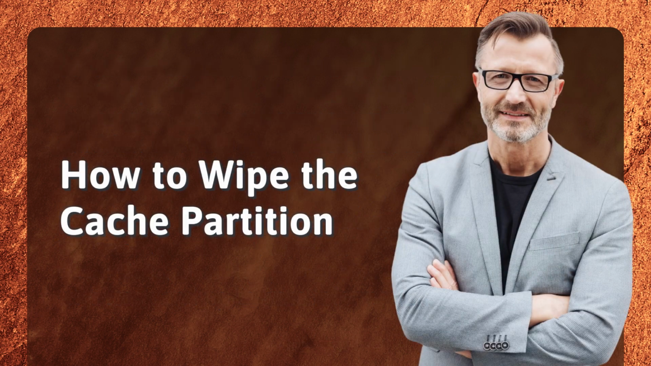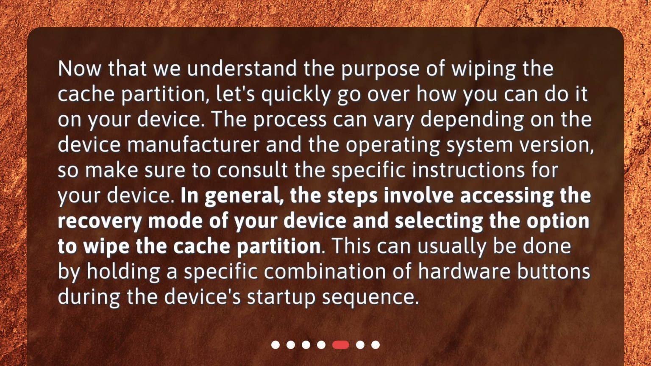How to wipe the cache partition. Now that we understand the purpose of wiping the cache partition, let's quickly go over how you can do it on your device. The process can vary depending on the device manufacturer and the operating system version, so make sure to consult the specific instructions for your device. In general, the steps involve accessing the recovery mode of your device and selecting the option to wipe the cache partition. This can usually be done by holding a specific combination of hardware buttons during the device's startup sequence.